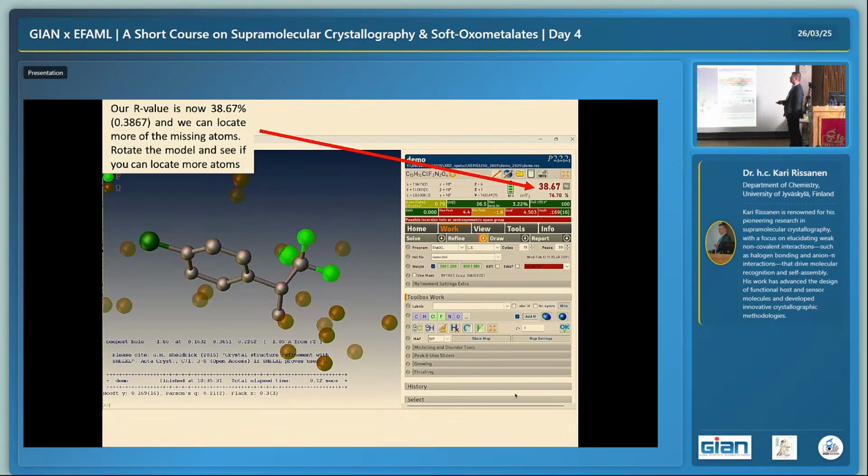Okay, now let's do the next step. Now the R value is this one. We can also use it as a fraction. And we can locate more of the missing atoms. So we rotate the model and see if we can locate more atoms.